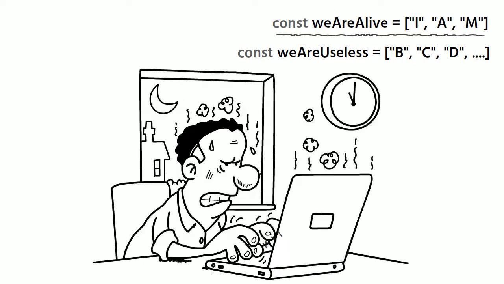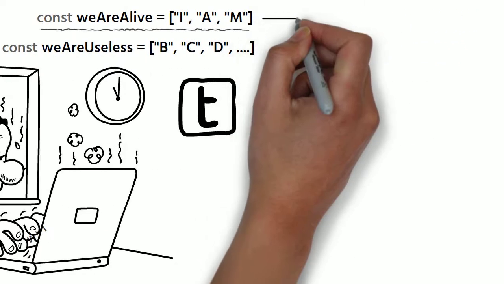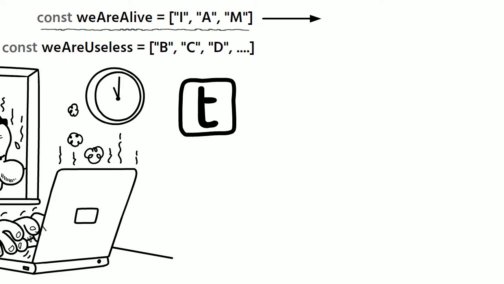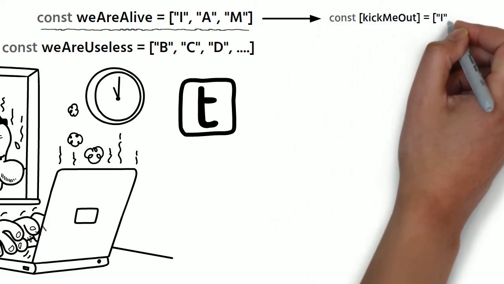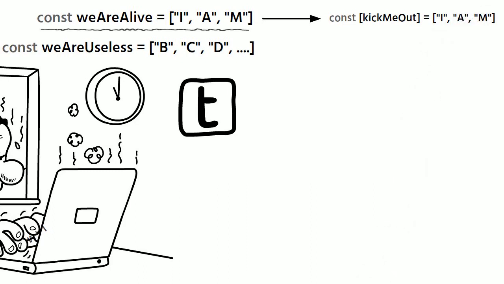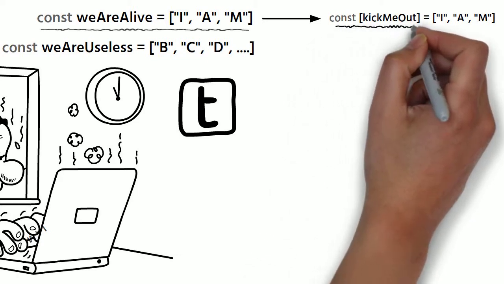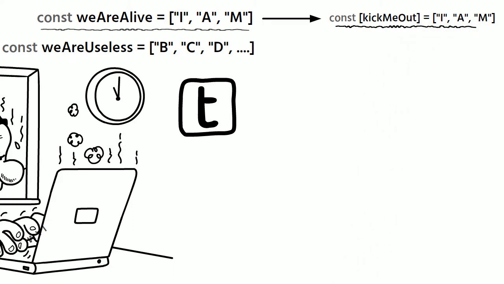After typing two words, "I am," on your Twitter feed, you realize that your I key also stops working. So, to move this key into the weAreUseless array, you first assign it to a new variable called kickMeOut. But instead of creating a new variable on a new line, we just assign a new variable for the first key in the weAreAlive array itself using array destructuring syntax like this. So you set kickMeOut with array destructuring and then the array items here.